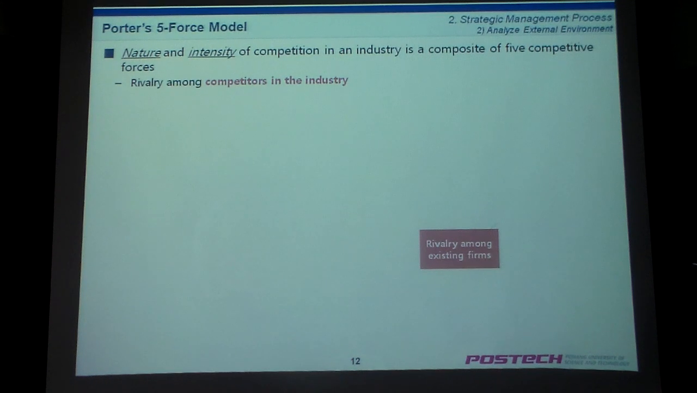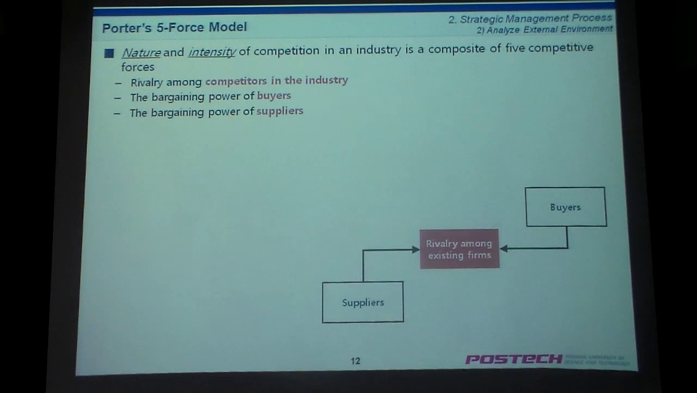rivalry among competitors in the industry, the bargaining power of buyers, and the bargaining power of suppliers. So you have a rival in your industry, so rivalry among existing firms. How can you overcome the rivalry situation? How can you develop your competitive advantage over other rivals? That is a strategy. And then buyers: you have to get bargaining power over buyers. You have to raise your bargaining power over suppliers.